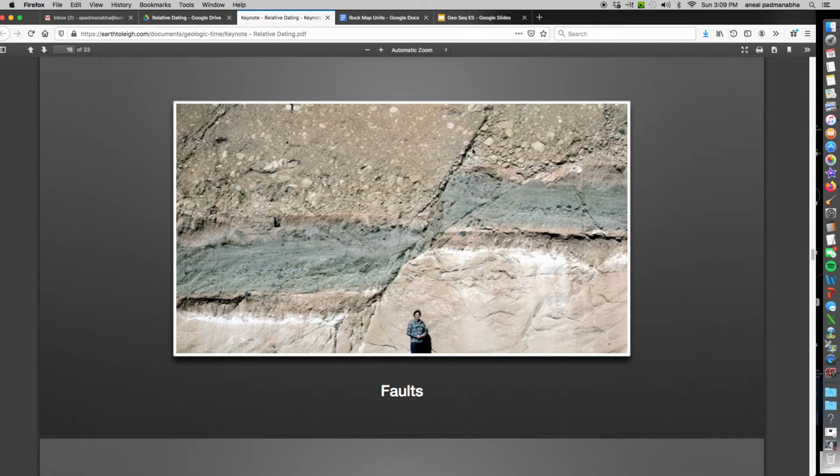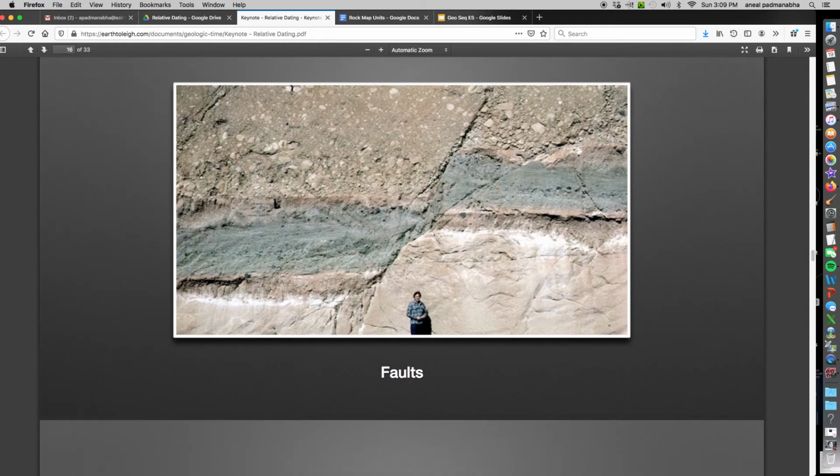And so how do we know that the fault is younger than the rocks? It's because a rock has to be there to break it. You can't break something that's not there. So look at this diagram. These rocks had to be made and then they were broken. So that is one of the last things to happen in this particular diagram.